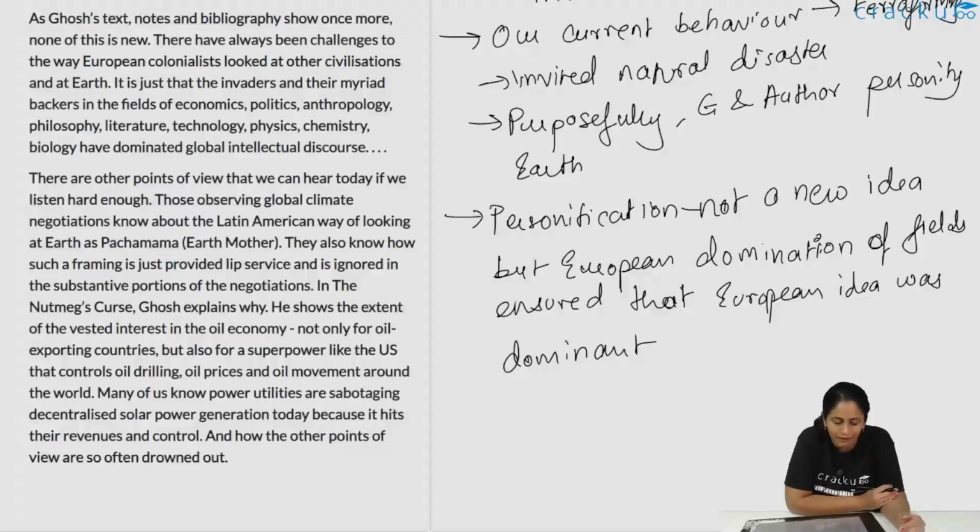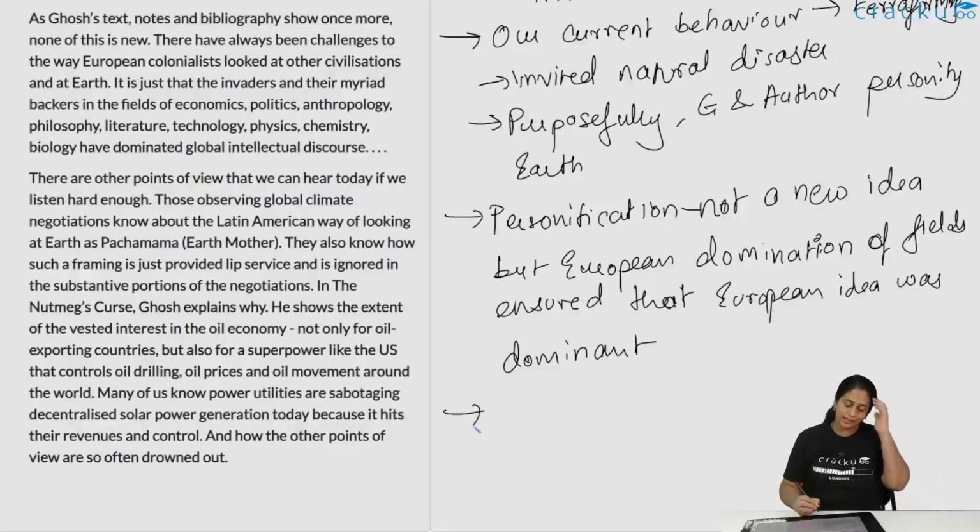He shows the extent of the vested interest in the oil economy, not only for oil exporting countries, but also for a superpower like the US that controls oil drilling, oil prices and oil movement around the world. Many of us know power utilities are sabotaging decentralized solar power generation today because it hits their revenues and control, and how the other points of view are so often drowned out.